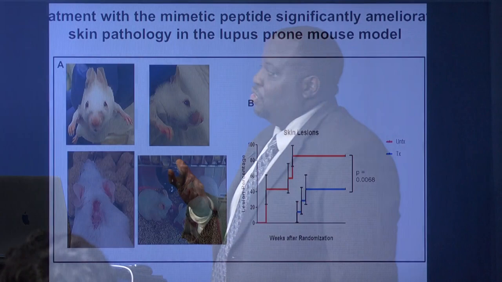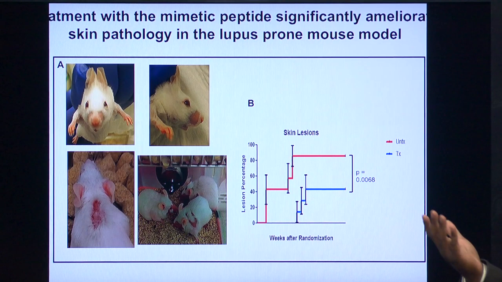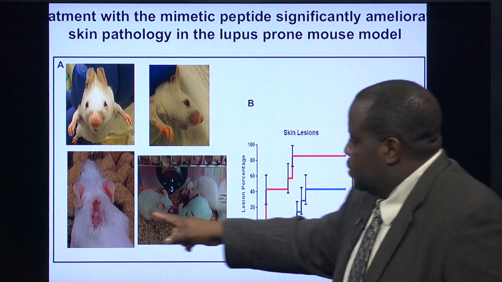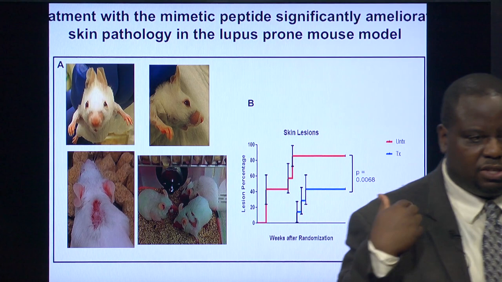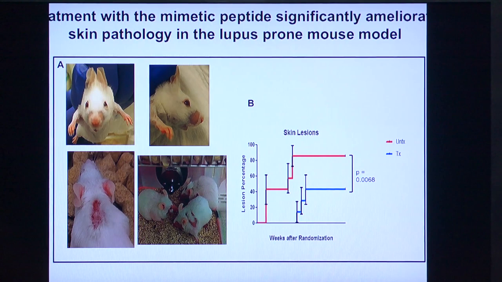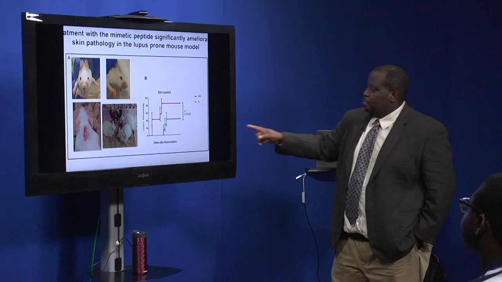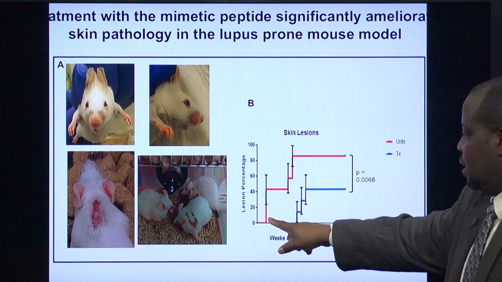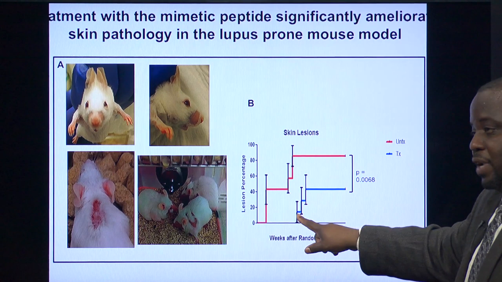So having said that, we then went back into an animal model, and we tested mice that spontaneously develop a lupus-like pathology for the ability of the peptide to prevent lupus-like disease. And one of the things that we saw was, these lesions are developed in these animals spontaneously, and they're a lot similar to that malar rash that you see, or the rash that can be all over. And what we saw was that the peptide actually inhibited or delayed the onset of these rashes, and also reduced the frequency of the rashes that were occurring in the animals.